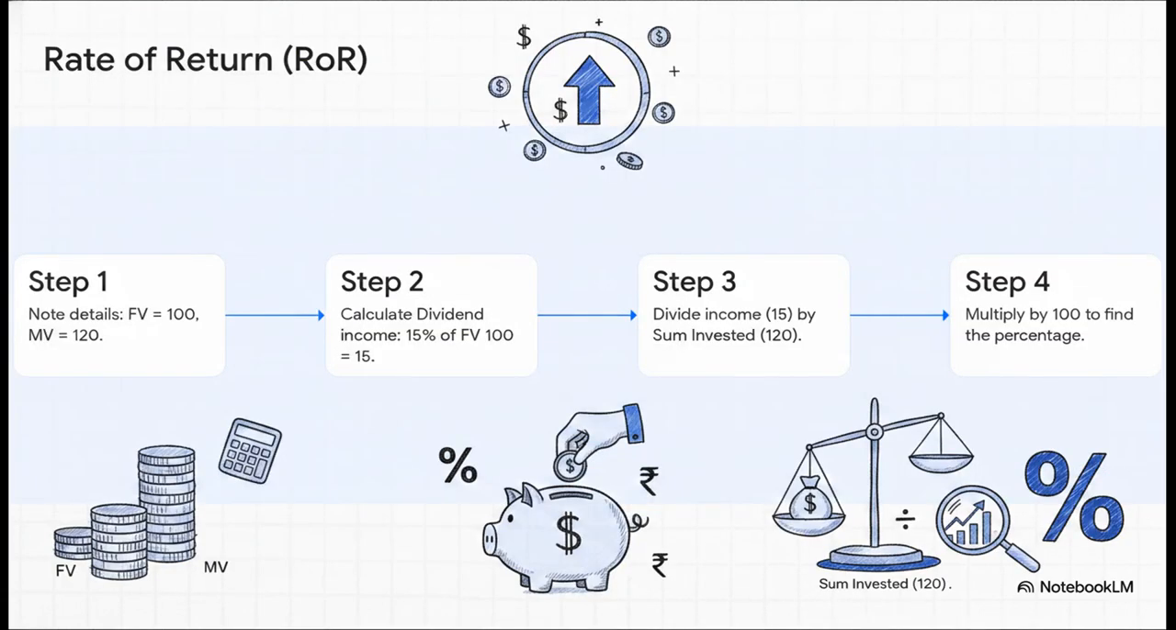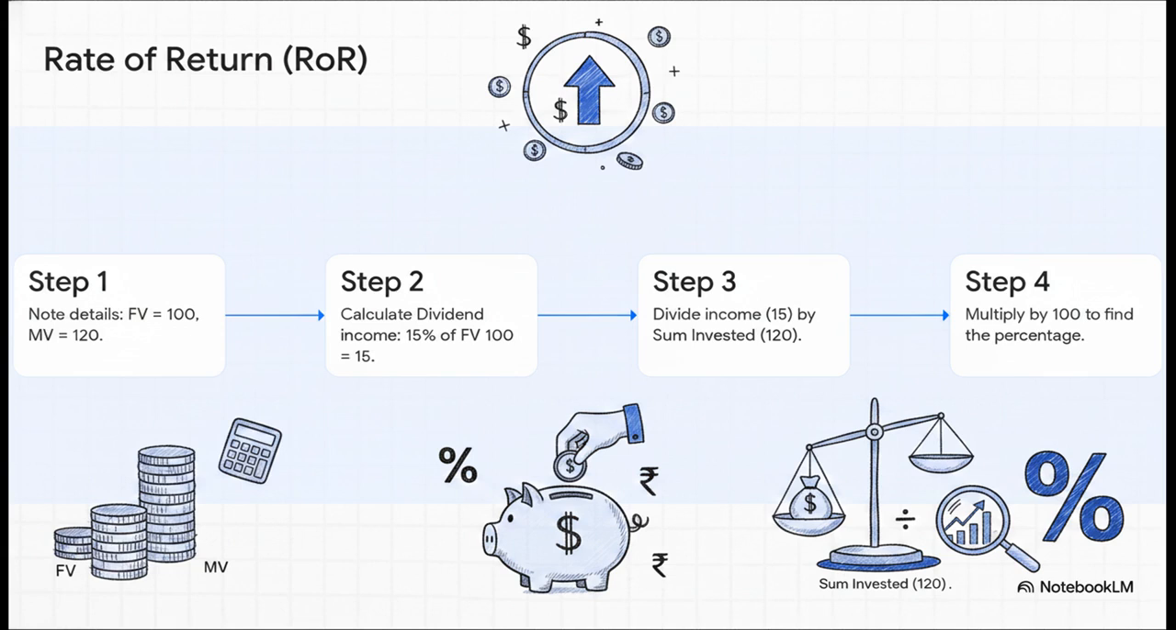Let's actually step through the math together to find the true rate of return, or ROR. We'll use a student named Shriyash's investment as our example. Step 1. Shriyash purchased a share that has a face value of 100 rupees, but he bought it at a market value of 120 rupees. Step 2. The company declares a very nice 15% dividend. Applying our golden rule, 15% of that 100 rupee face value gives him an income of 15 rupees. Step 3. To find out his actual return on what he spent, we divide that 15 rupee income by his actual sum invested, which is the market value of 120.